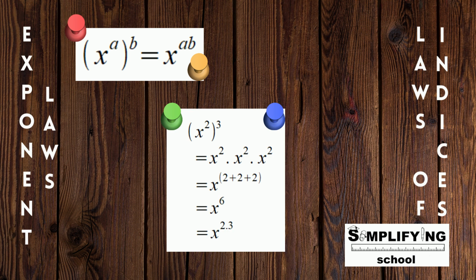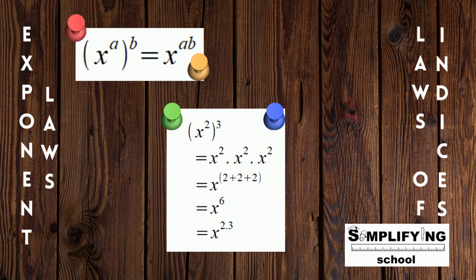The next law that we have is x to the power of a all to the power of b is equal to x to the power of a times b. Now here, I'm using x to the power of 2 and I'm raising that to the power of 3. So basically what I'm doing is I'm taking the x squared and I'm writing it 3 times, multiplying them by each other. And once we've got that, we can actually use the first law that we looked at. So we're going to add the exponents because it's multiplication and we've got the same base everywhere. So we've got x to the power of 6.